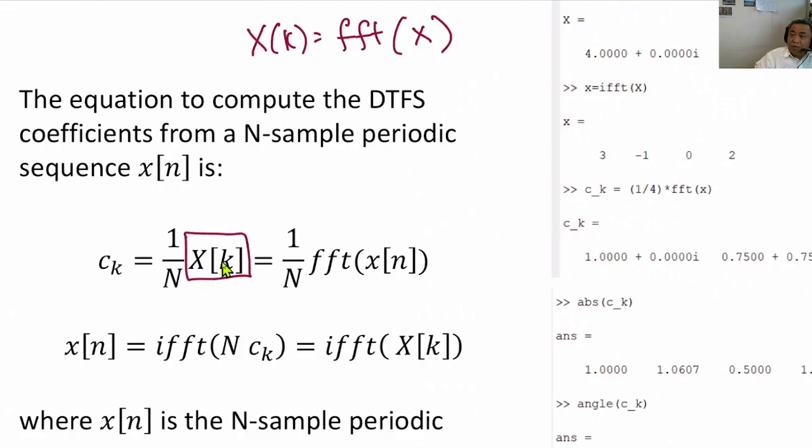Now, once you have the DFT coefficients, all you need to do is divide by N and you get c_k. So therefore, since X[k] is the FFT, c_k is 1 over N times the FFT of x. That's it.